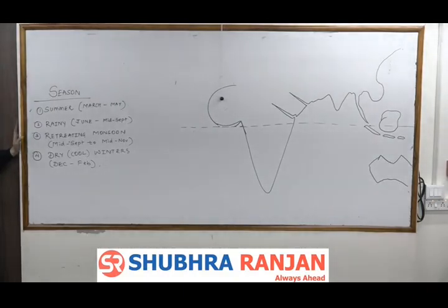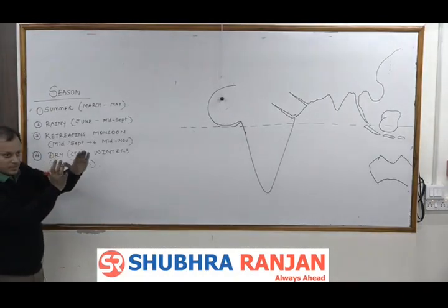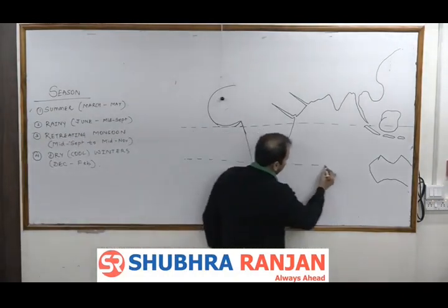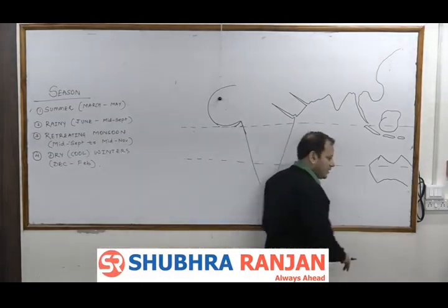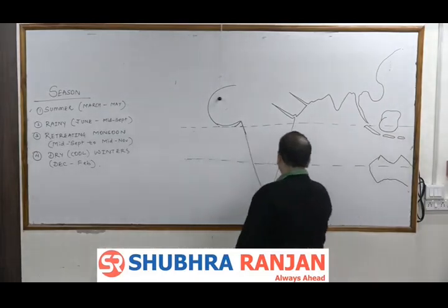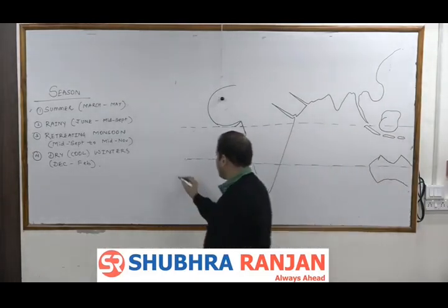What happens in the summer season? The sun slowly starts shifting towards the north. Right now, where is the sun? Sun is in the southern hemisphere. Right, this is the tropic of Capricorn. I'm just using the tropic of Capricorn, 23.5 degree south.